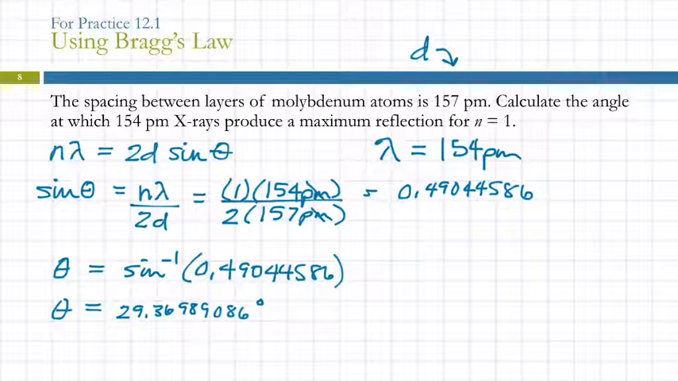Again, we can't really do significant figures with sine and inverse sine, so then we just try to be reasonable. What might be a reasonable number of significant figures here? 3 is probably a good idea, because that many digits is ridiculous. So we'll say, well, it's 29.4 degrees. So that's the angle at which you would expect maximum reflection for molybdenum. Any questions?